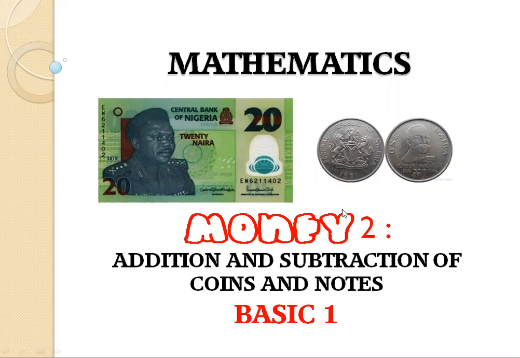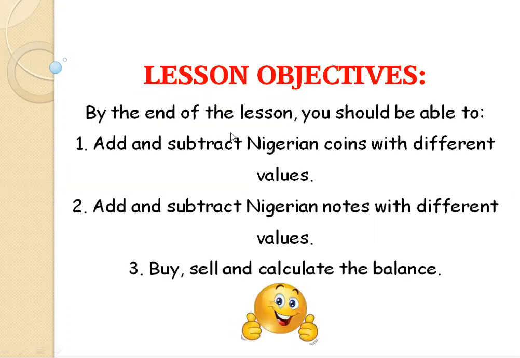Let's look at our lesson objectives. By the end of the lesson, we should be able to add and subtract Nigerian coins with different values. We should be able to add and subtract Nigerian notes with different values. And number 3, you should be able to buy, sell, and calculate the balance.